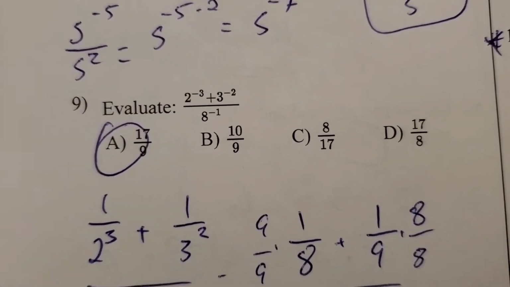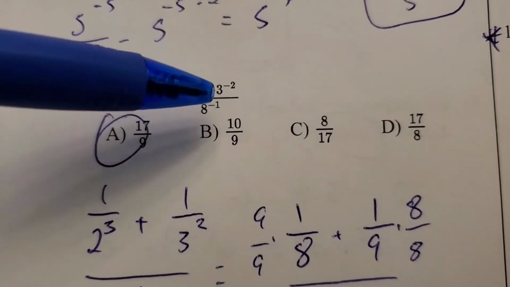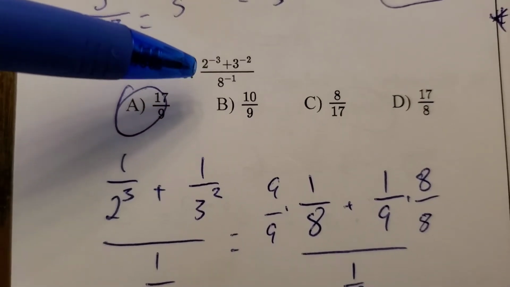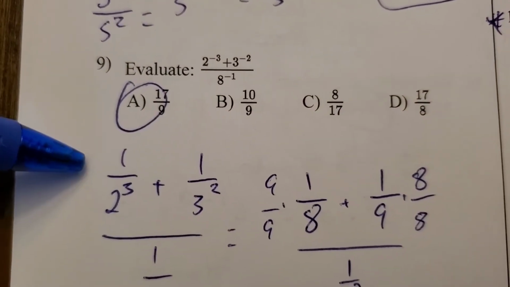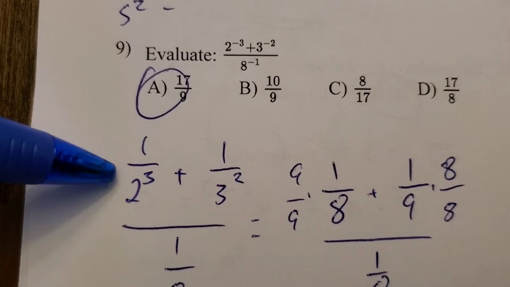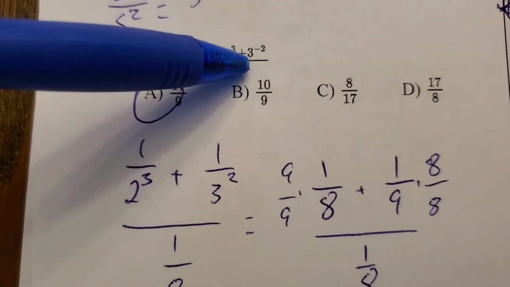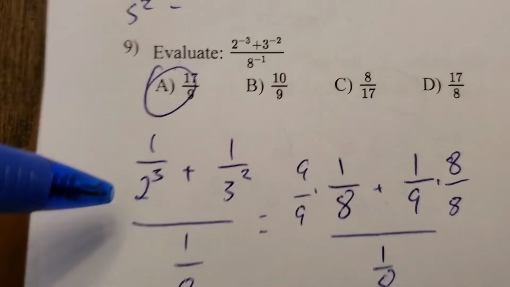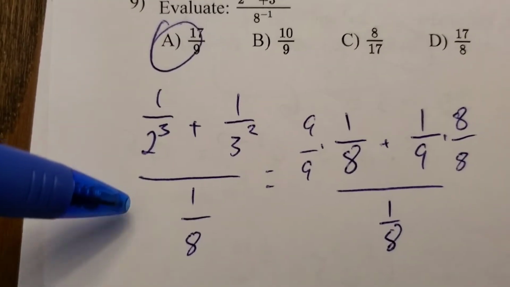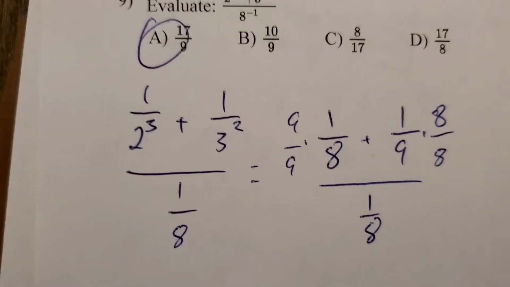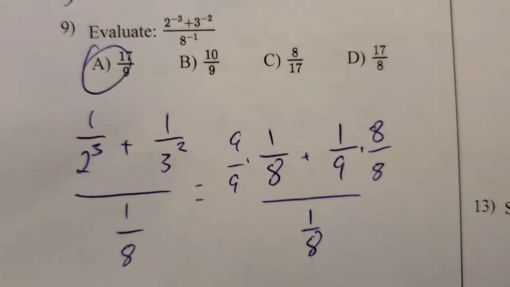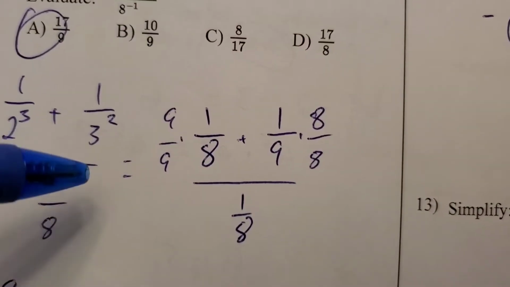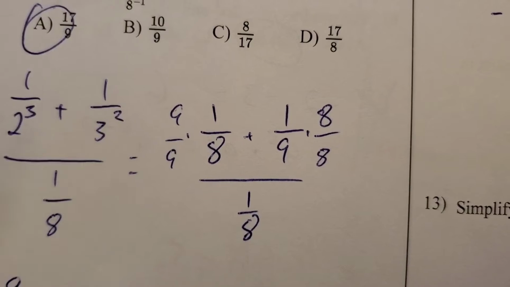So 2 to the negative 3rd power plus 3 to the negative 2nd power all over 8 to the negative 1st power. All right, so 2 to the negative 3rd just becomes 1 over 2 to the positive 3rd. 3 to the negative 2nd power is 1 over 3 squared. So you're adding those together. And all that is over 1 over 8, because that's 8 to the negative 1st power. So we get 2 cubed is 8, 3 squared is 9, 1 over 8 plus 1 over 9.